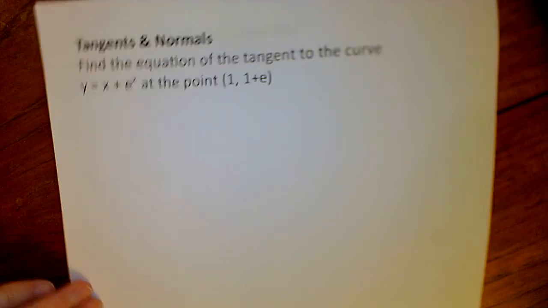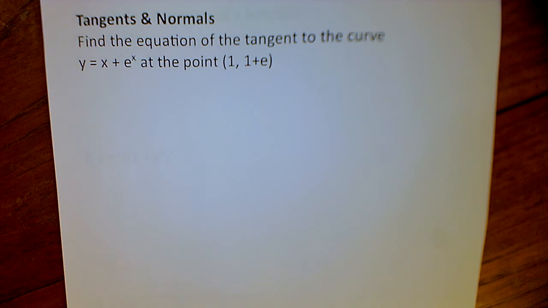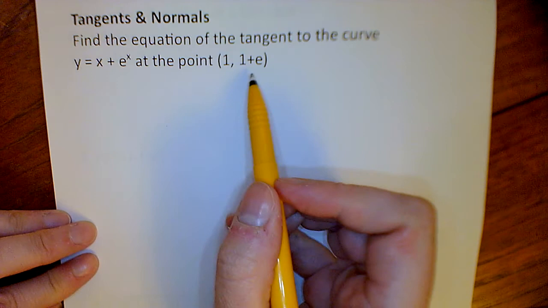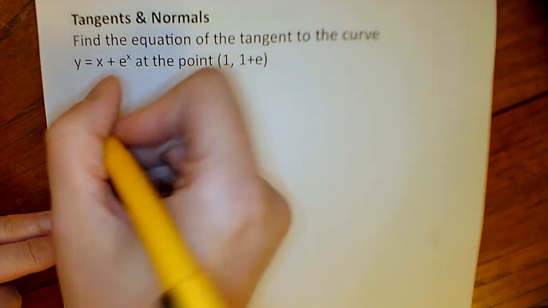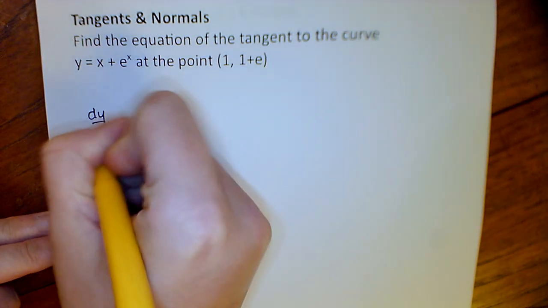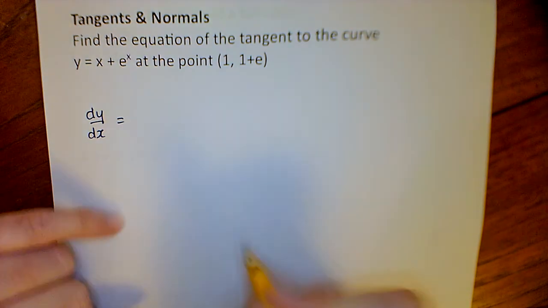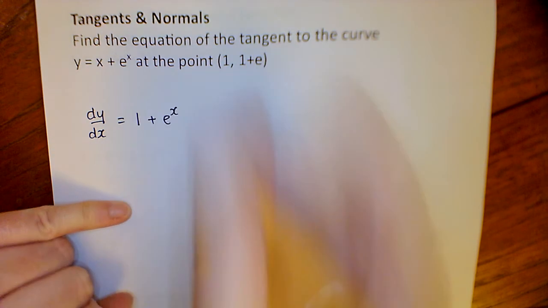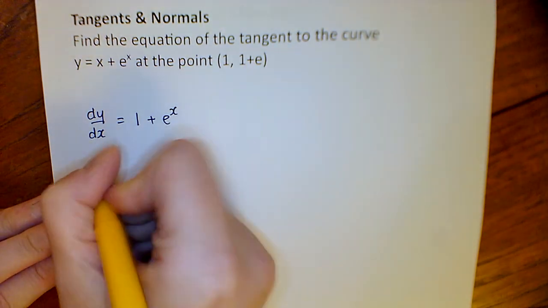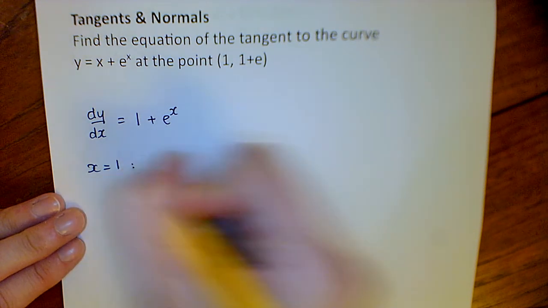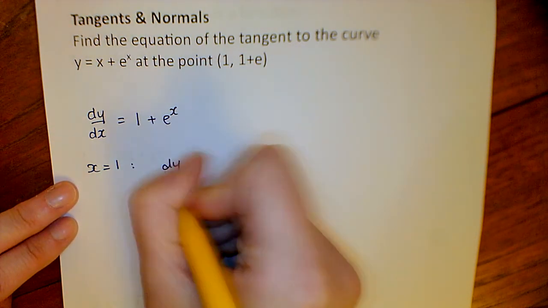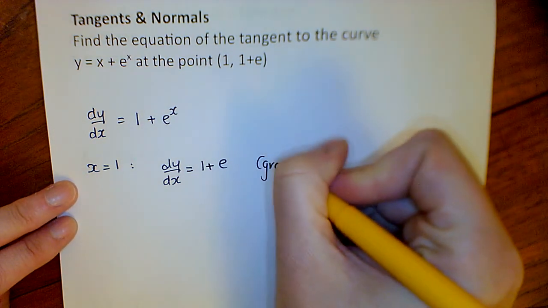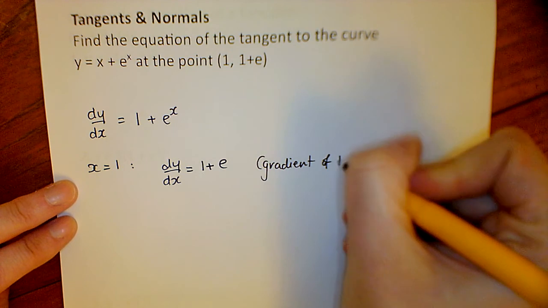Okay, and then looking at a tangent here, find the equation of the tangent to the curve y equals x plus e to the x at the point 1, 1 plus e. So we know when we're talking about equation of a tangent, we'll have to find dy by dx. So differentiate this, differentiate x, we get 1, differentiate e to the x, you get e to the x. Now our x coordinate of our point is 1, so when x equals 1, dy by dx equals 1 plus e. So that's the gradient of our tangent.